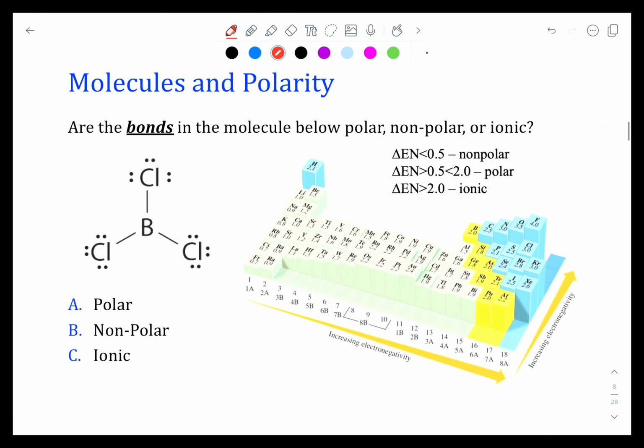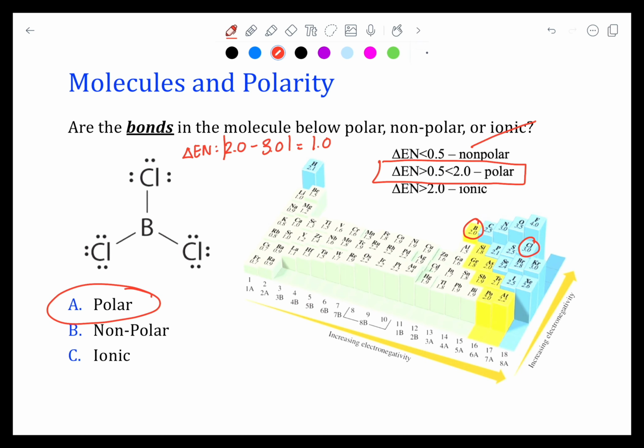Okay, in our final example, let's determine if the bonds in BCl3 are polar, nonpolar, or ionic. Well, we have bonds, so it's not ionic at all. So we have polar and nonpolar to determine. So let's look at the delta EN. Boron is 2.0. Chlorine is 3.0. Again, this is an absolute value, so that gives us a difference of 1.0. That lands us in our second option here, which says that it is polar, so the bonds are polar.